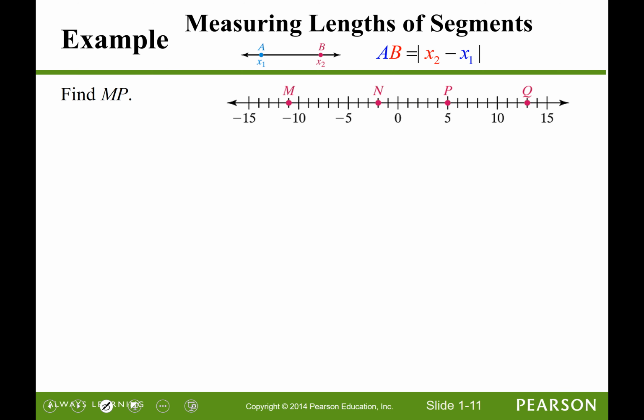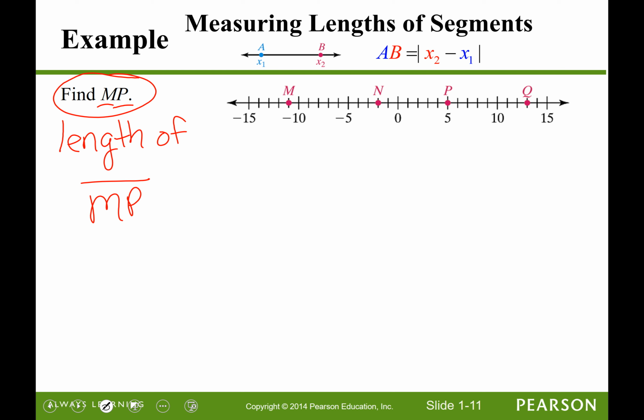Alright, so let's start with an example on measuring lengths of segments. They want us to find, and notice that they have capital M followed by capital P. When you see that notation, they're asking you to find the length of segment MP. So that's implied when you see the capital M next to the capital P.